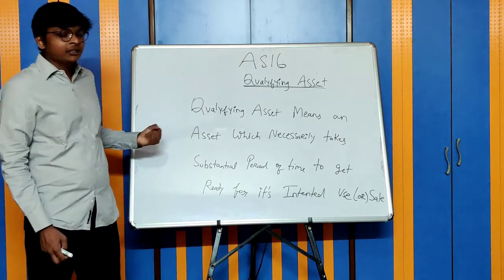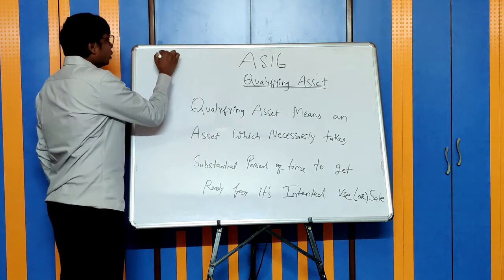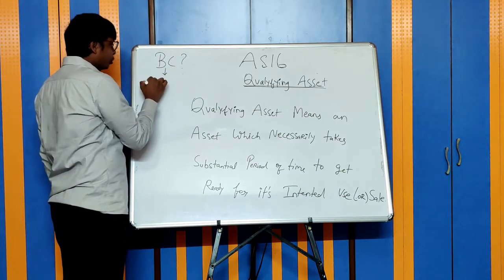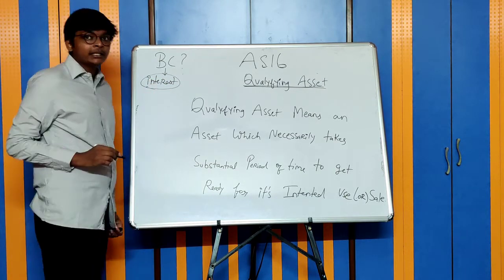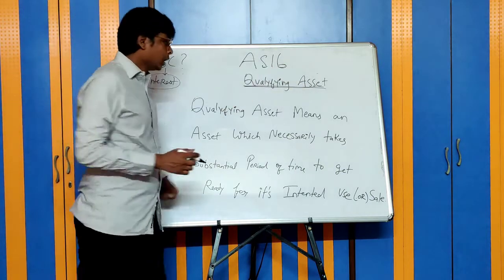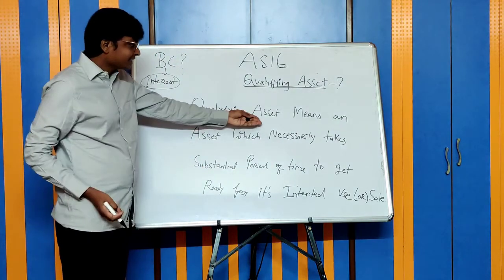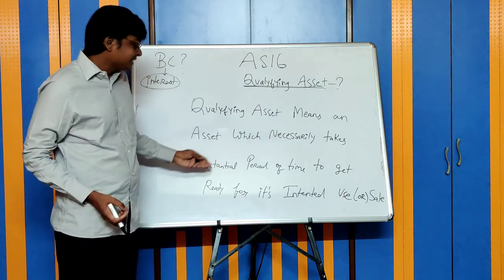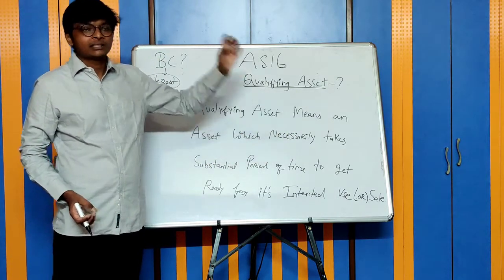In the previous section, we had covered the definition of borrowing cost, so we had seen what borrowing cost is. Throughout the standard, I want you to think of borrowing cost as interest, so it will be easy for you to understand the concepts. Now, the next definition is qualifying asset. What is a qualifying asset? The definition is: a qualifying asset means an asset which necessarily takes a substantial period of time to get ready for its intended use or sale.